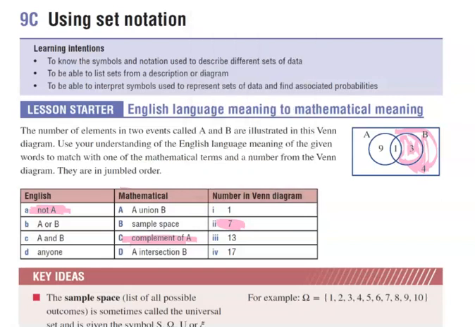If we look at the next one, A or B, so it can be either A or B, so it could be the 9, the 1, or the 3, so 13. The mathematical way of saying this is A union B.